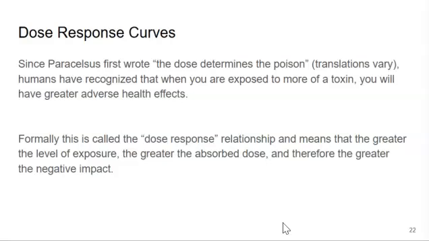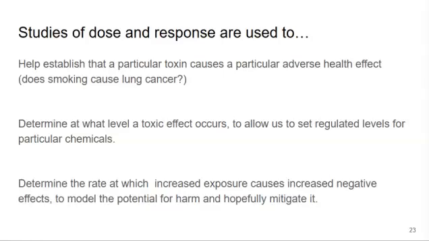This relationship, this reality, is formally called the dose-response relationship. And it means that the greater the level of exposure, the greater the absorbed dose, and therefore the greater the negative impact when we're talking about toxicology. Studies of dose and response are used to help establish that a particular toxin causes a particular adverse health effect. For example, research that looked at dose response curves is some of the research that established that smoking causes lung cancer. More smoking causes higher levels of cancer typically, although not always, because cancer is a little bit tricky, and we won't get into that here.